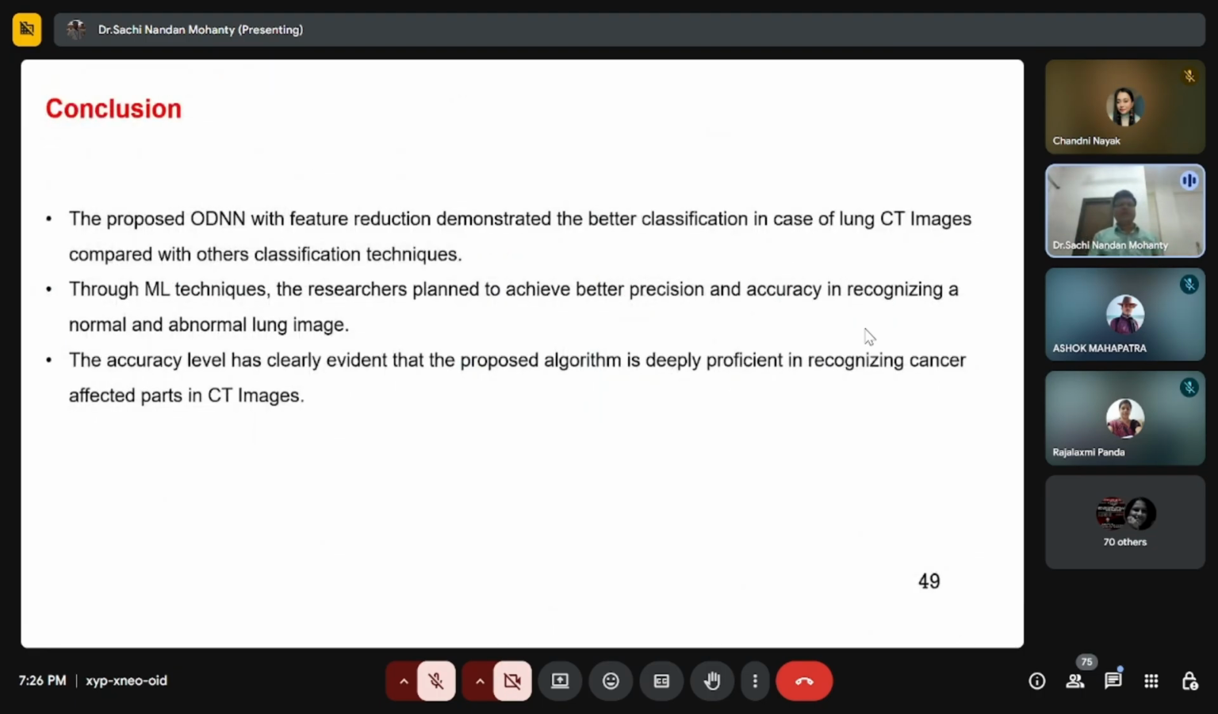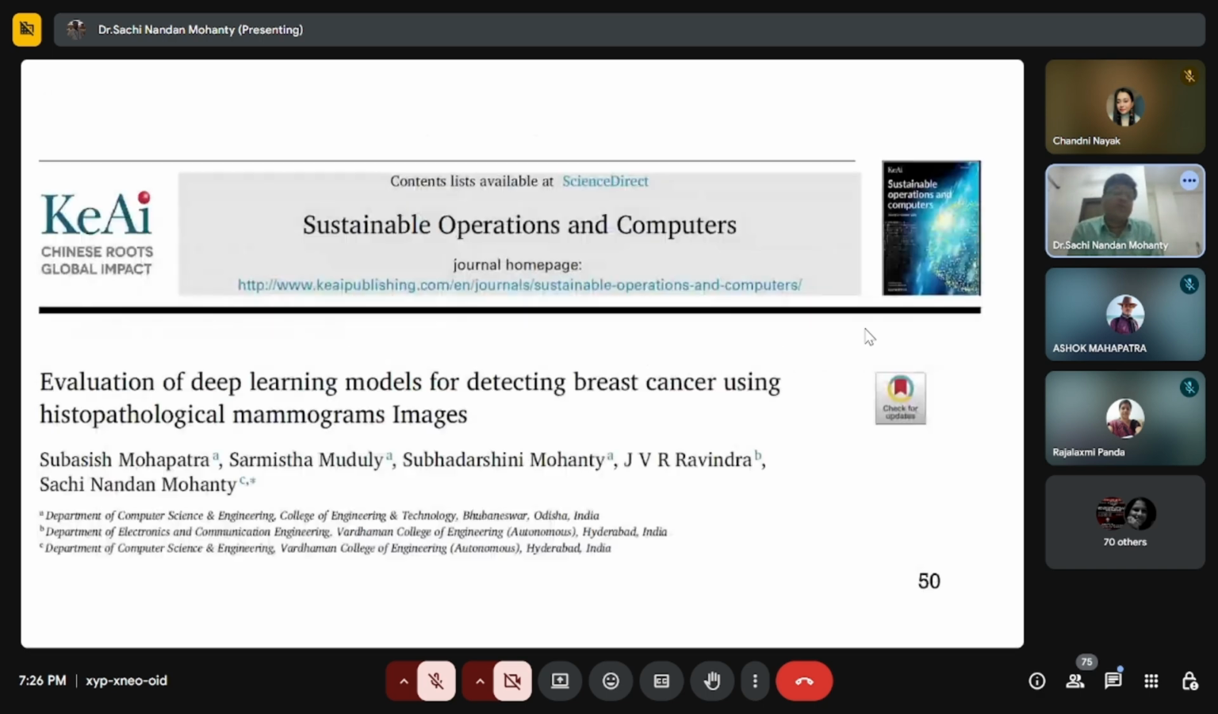So the conclusion is that the proposed ODNN model with feature reduction demonstrated better classification of lung CT images. It can help the domain knowledge experts, those are the oncologists, okay. It will be helpful to the doctor for decision making.